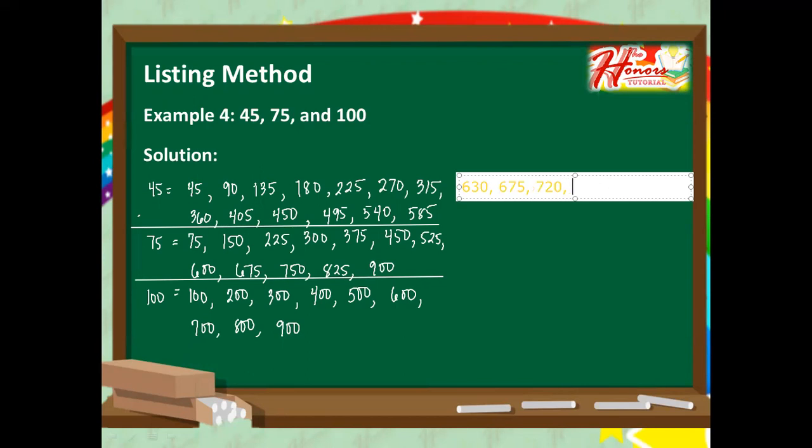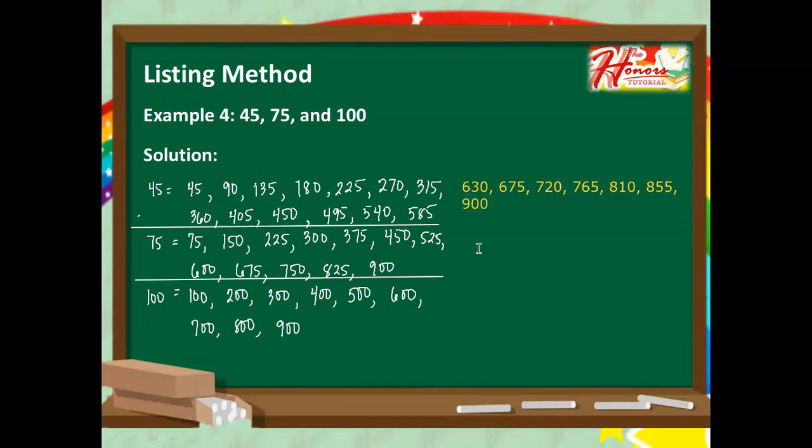Continue again. 45 times 17, that's 765. 45 times 18, that's 810. 45 times 19, that's 855. And 45 times 20, that's 900.